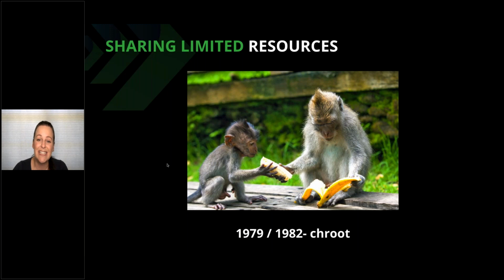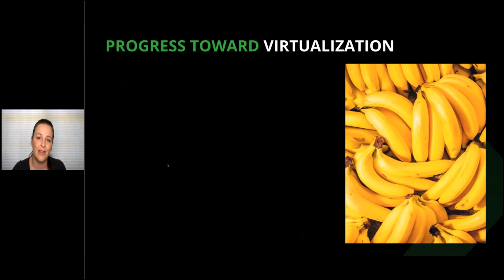Chroot was born in 1979 during the development of the 7th edition of Unix, and it was added to BSD in 1982. Being able to change the apparent root directory for a process and its children results in a bit of isolation in order to provide an environment, for example, for testing a different distribution. Chroot was a great idea and solved some specific problems, but there was more that was needed.